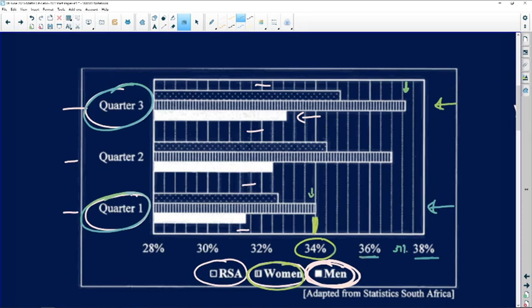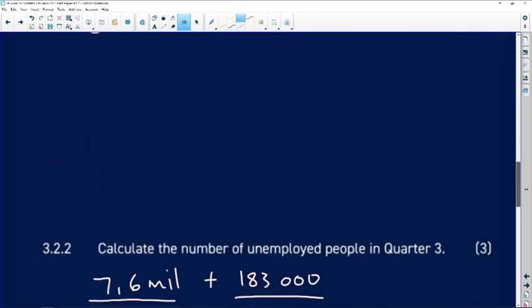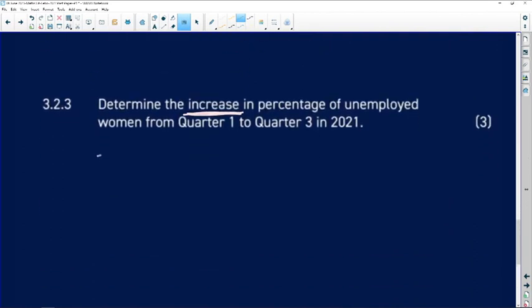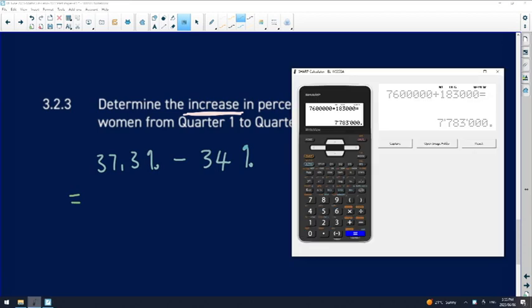And if that is 37%, we need to then go and determine what exactly is going on in terms of our, so I'm going to choose 37,3, and I'll tell you why. I'm going to choose 37,3. So 37,3% minus 34%. And I'll tell you why I use that number just now. 37,3 minus 34 is 3,3%.